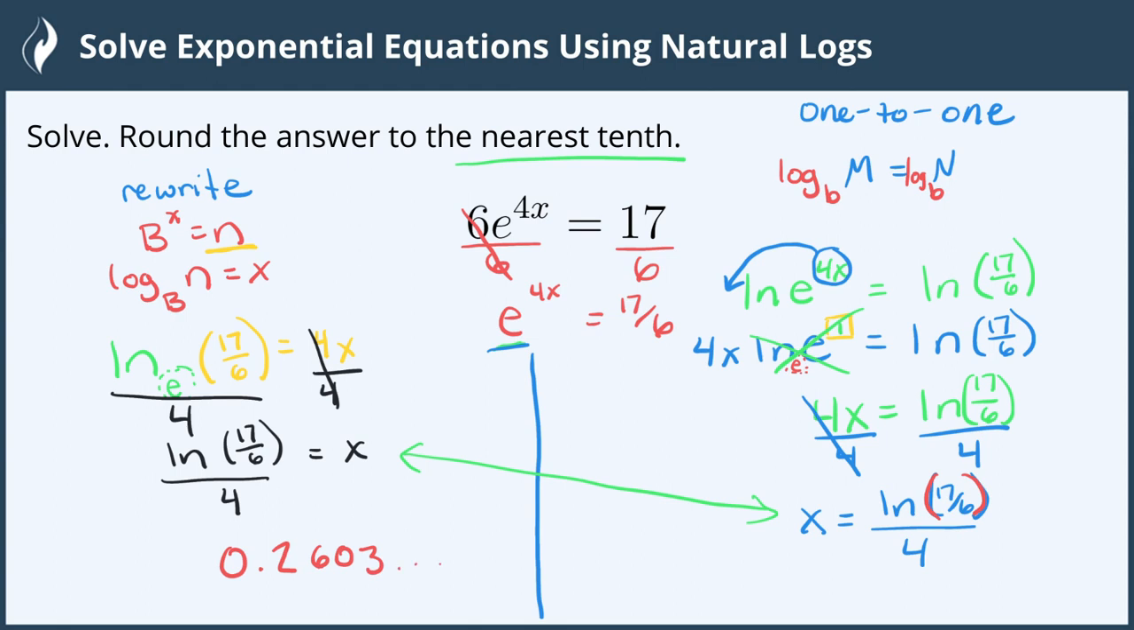We get 0.2603. And we can stop there because we were asked to round to the nearest tenth. We'll look to the number to the right. 6 is greater than 5, so it rounds the 2 up to a 3, making this 0.3. And now we're all done.